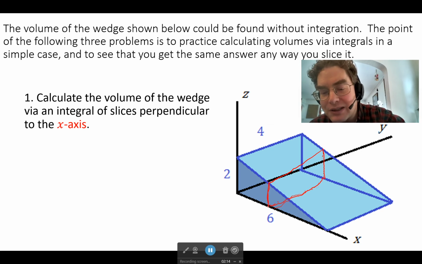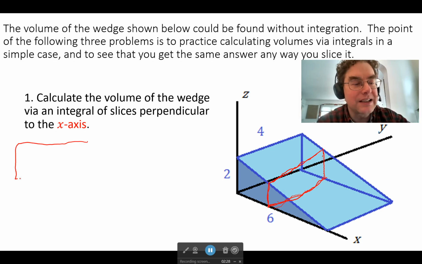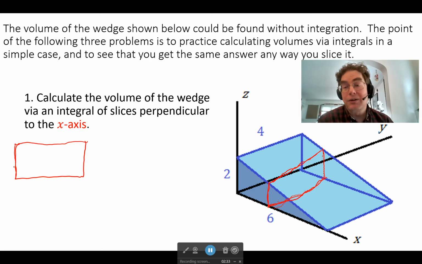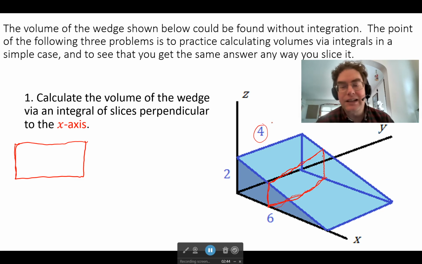What you can see here is that the slice perpendicular to the x-axis is going to give us a rectangle. So let's draw that rectangle over here so that we can see it and work with it more easily. We will get rectangles that look like this, and we'd like to know the dimensions of that rectangle. One dimension is very easy: this dimension in the y direction is 4. As you imagine slicing this wedge in different places, the height of the rectangle is going to change.